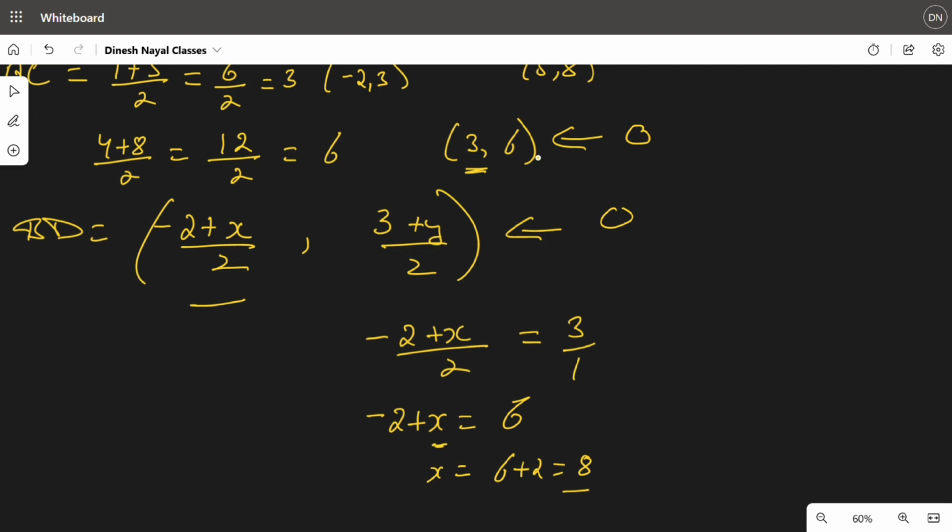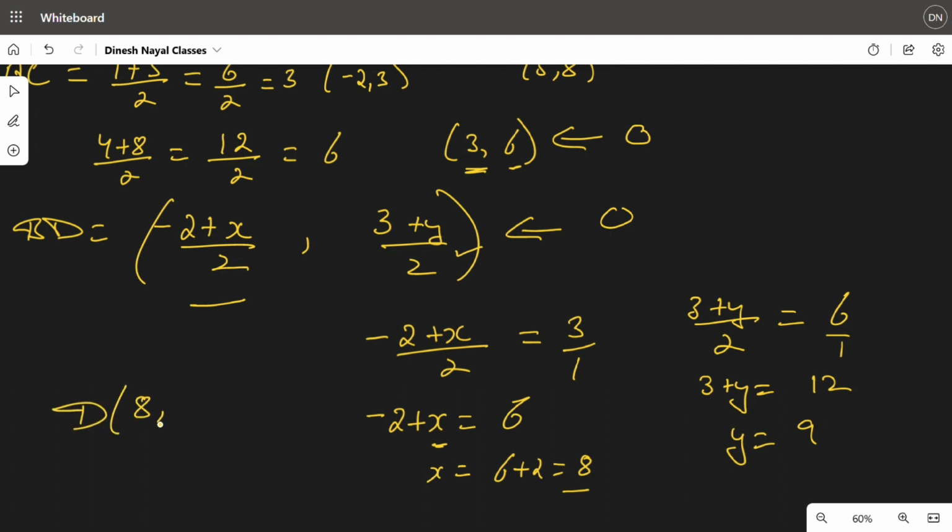Now you have to find y. For the y, we know that this will equal this. We will equate them. So (3 plus y) by 2 equals 6. Cross multiply. 3 plus y will equal 6 into 2, which is 12. So what is y? y is 12 minus 3, that is 9. Hence the coordinate of D is 8 comma 9.